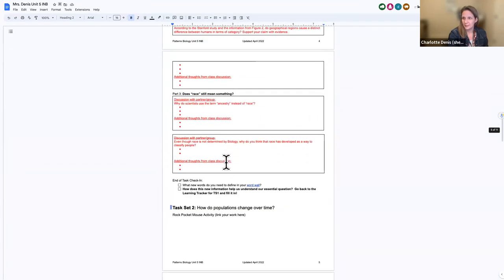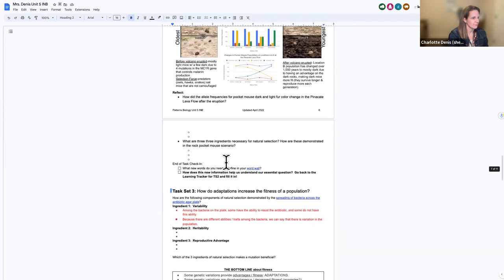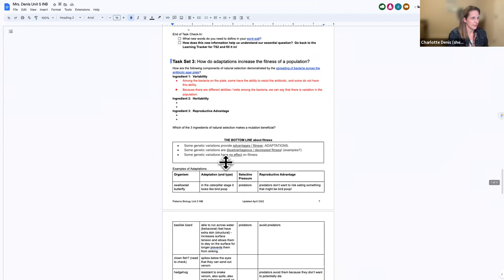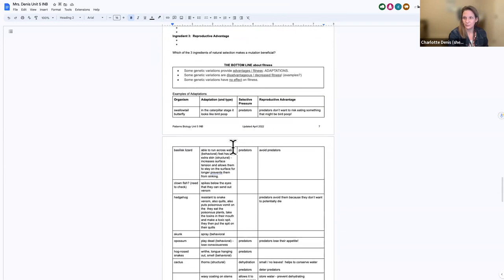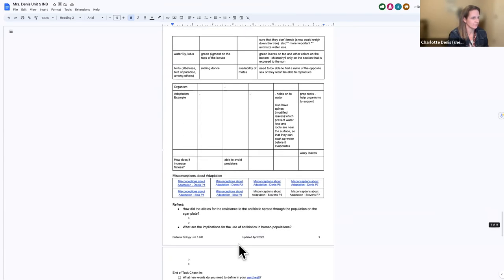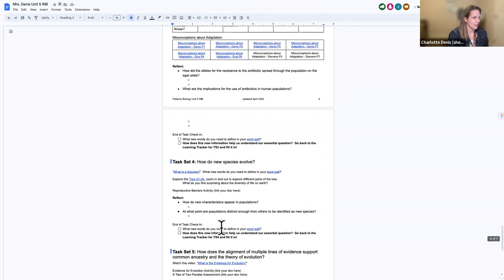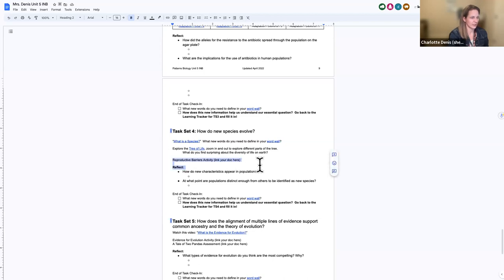Sometimes what I'll do, for example, let me see if I can find one. Here's the one about all the different adaptations that we talked about in the classroom. I asked the students to put in some pictures. I did not do a good job putting in pictures here. This is from last year. But for example, in task set four, this reproductive barriers activity is on a separate document. But in my copy, what I've started to do this year is link the key here, so that students who need access to the key can see the key. I certainly don't do that for things that are summatively assessed though, because we don't want those keys to get copied and that sort of thing.